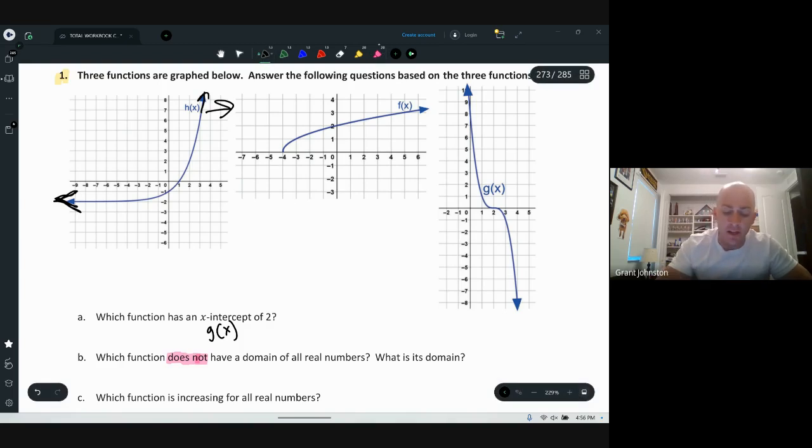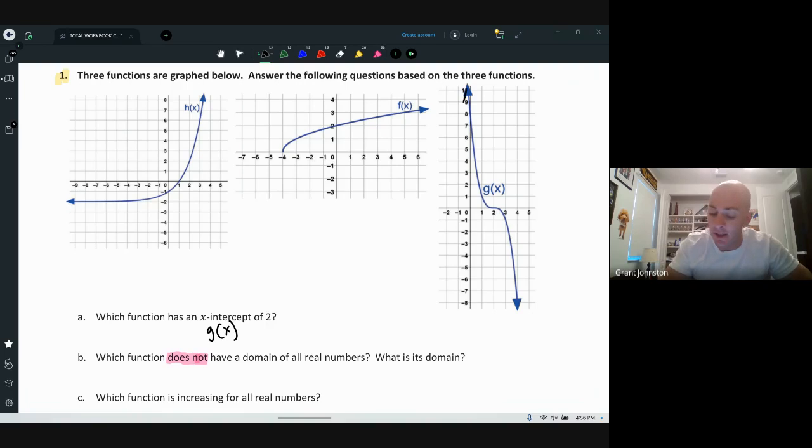So H has a domain of all real numbers. Even G does because of these arrows. It's going to continue to go to the left forever. I know it looks like it's going quite vertically, but it's still going to go to the left forever. And this one's still going to go to the right forever. G also has a domain of all real numbers. The thing is, f of x doesn't. Just right here, it's never going to go to -5, -6, -7. F of x does not have a domain of all real numbers.